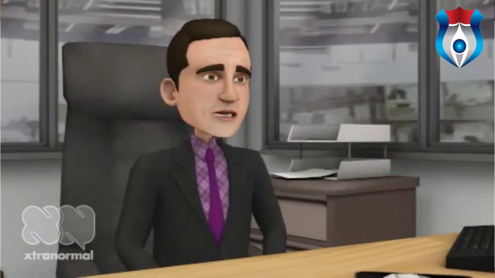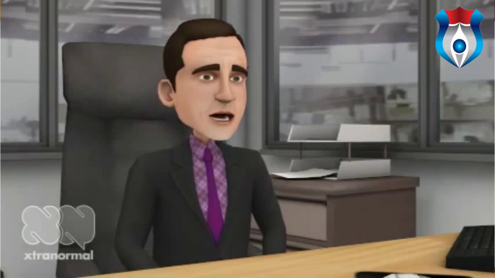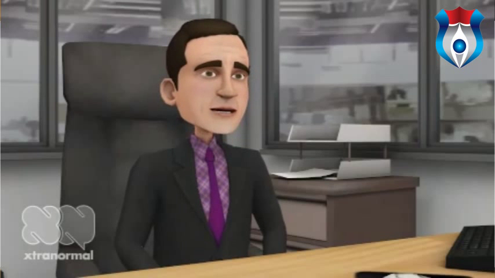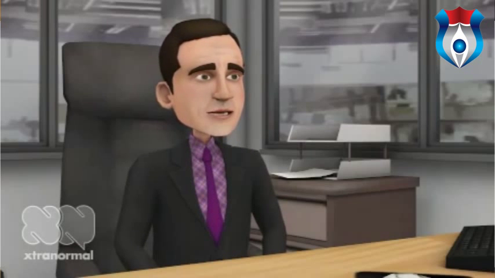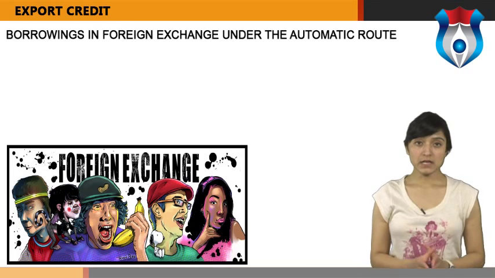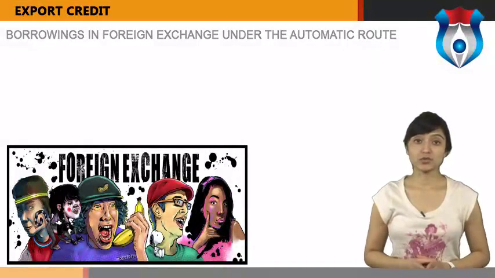Three, interest rate equalization. Under an interest rate equalization, a commercial lender provides a loan to the importing entity at below-market interest rates, and in turn receives compensation from the export-import bank for the difference between the below-market rate and the commercial rate. Let us now discuss the borrowings in foreign exchange under the automatic route.